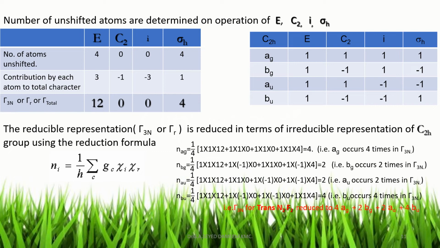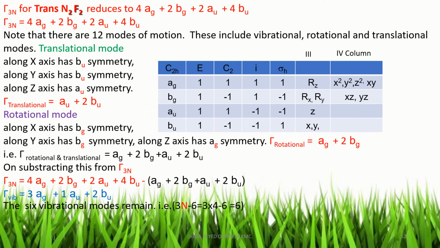The number of times Bu occurs in the reduced representation is 4. That means Gamma 3N for trans N2F2 is reduced to 4Ag plus 2Bg plus 2Au plus 4Bu. That is the reduced representation in terms of irreducible representations. That is, Gamma 3N is equal to 4Ag plus 2Bg plus 2Au plus 4Bu.